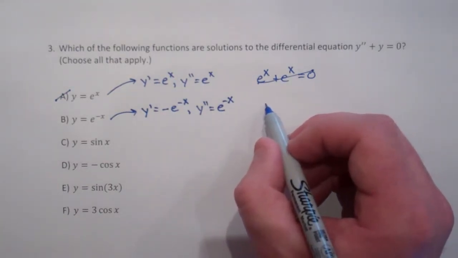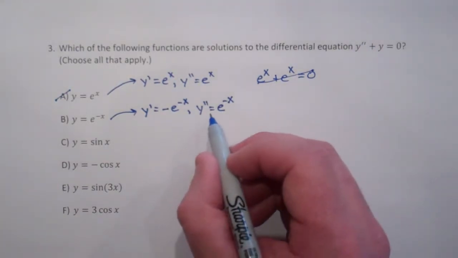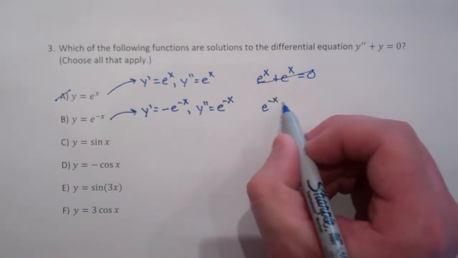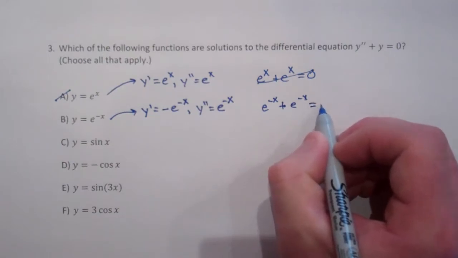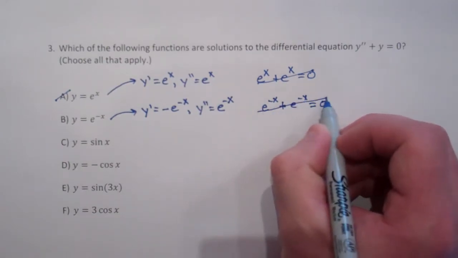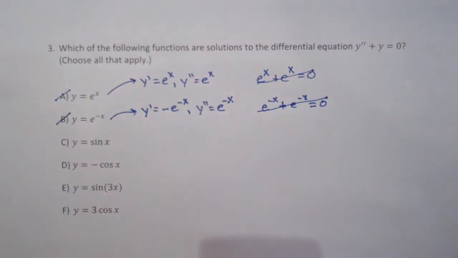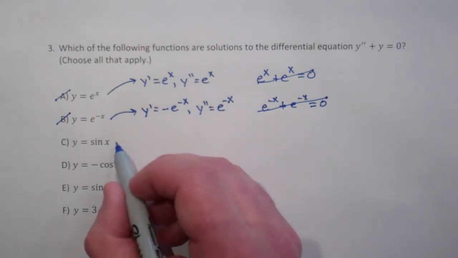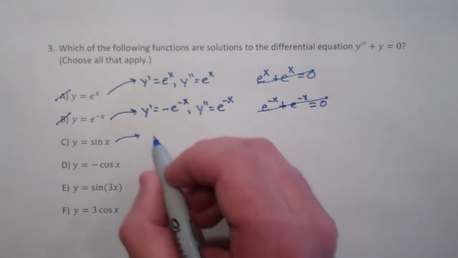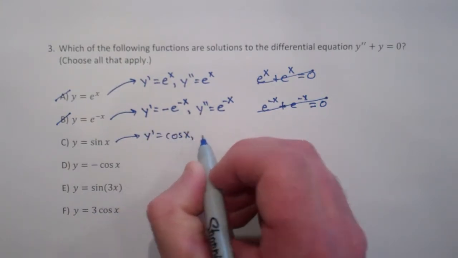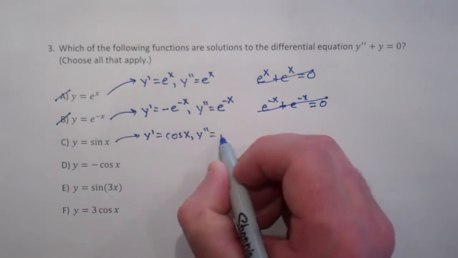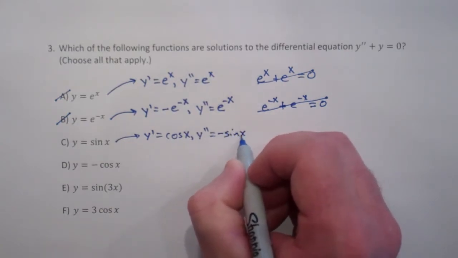If we think about this then, the second derivative is e to the negative x. The original function is e to the negative x, and that's not equal to 0. So B can't be one of the answers here. And we'll move on with y is equal to the sine of x. So y prime will be the cosine of x. Y double prime will be negative sine of x.